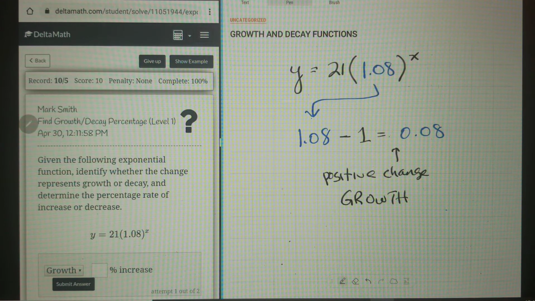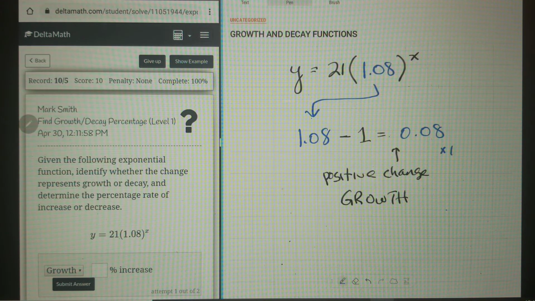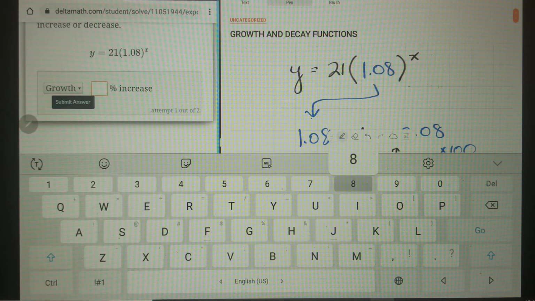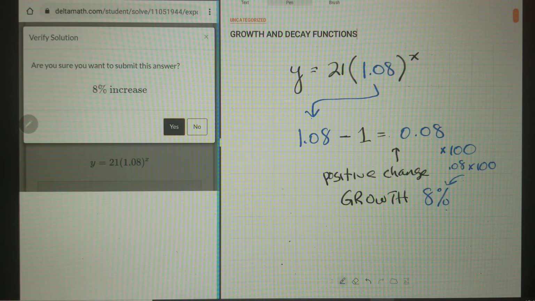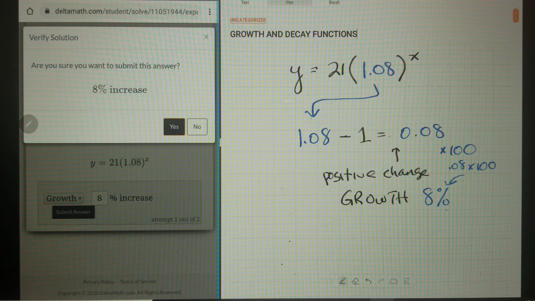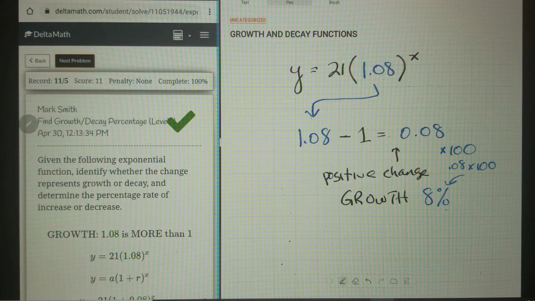All right, and then the next thing we're going to do is multiply this times 100 to change it to a percent. And so 0.08 times 100 is equal to 8%. All right, so we go over here. Well, it already says growth, so we don't have to change that. And we submit our answer. And so we got an 8% increase. And we got another check mark.